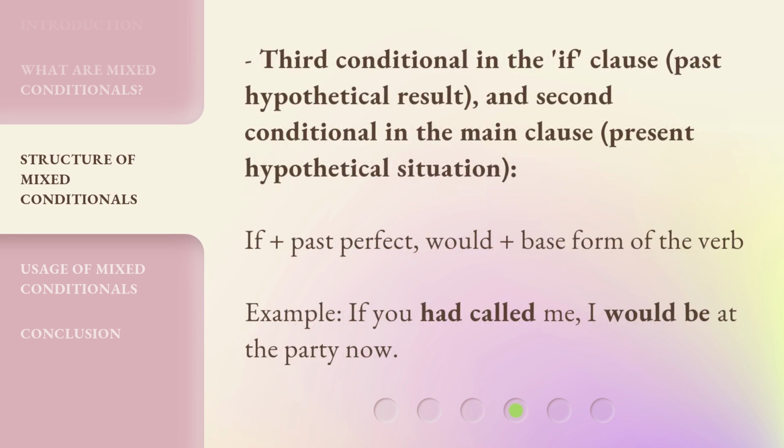2. Third conditional in the if clause, past hypothetical result, and second conditional in the main clause, present hypothetical situation. If plus past perfect, would plus base form of the verb. Example: if you had called me, I would be at the party now.